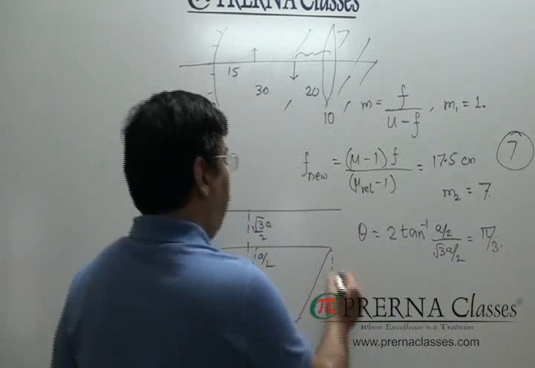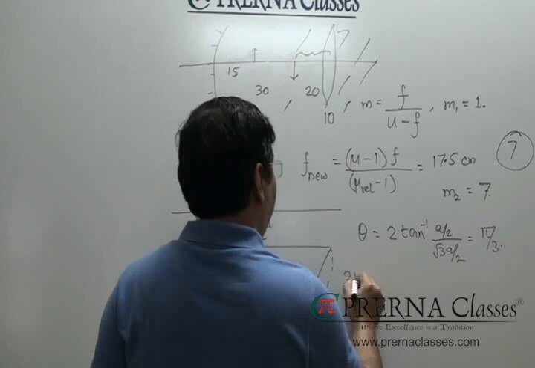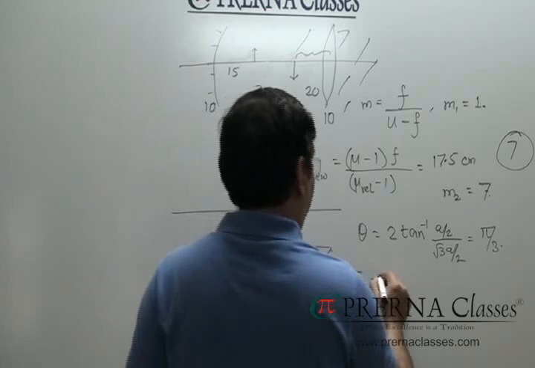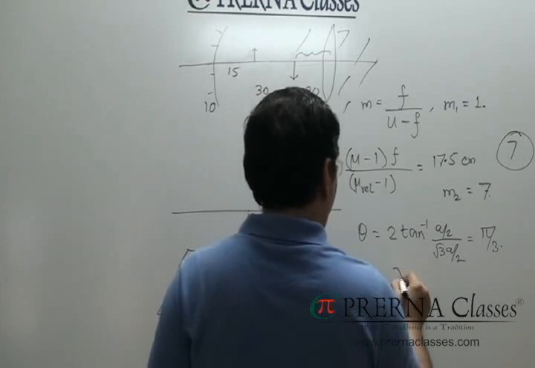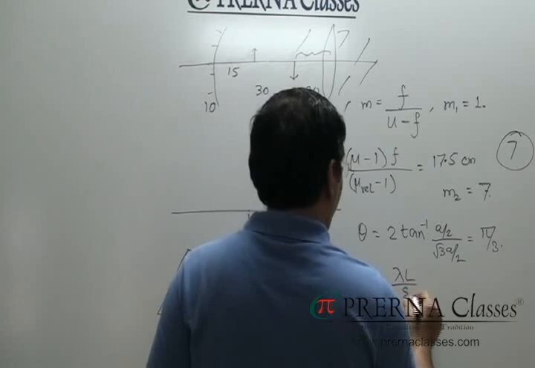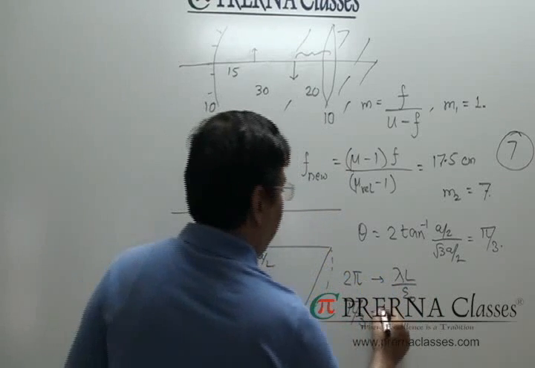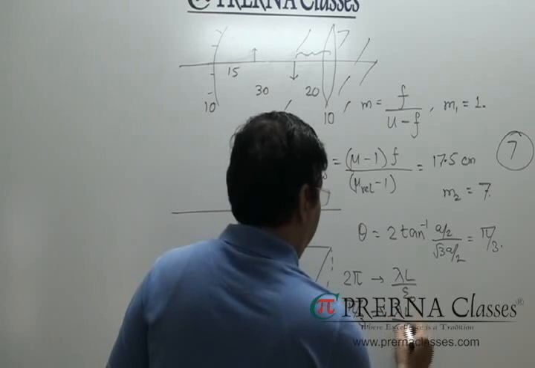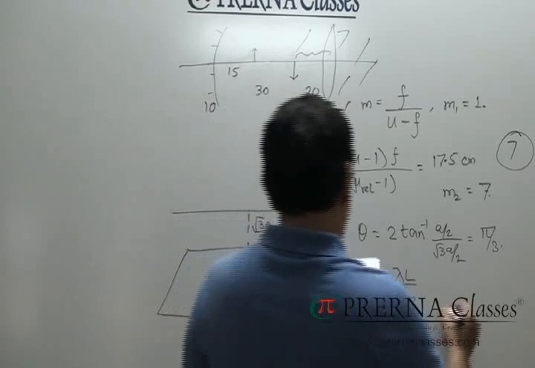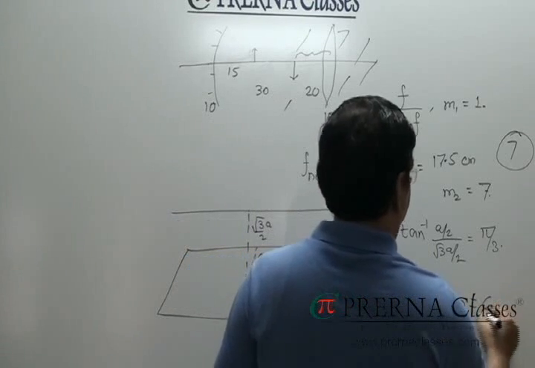I know that the flux associated with a complete angle of 2 pi would have been, by Gauss law, lambda L by epsilon naught. Therefore, the flux associated with an angle of pi by 3 is going to be lambda L by 6 epsilon naught. That would then give you the value of n as 6.